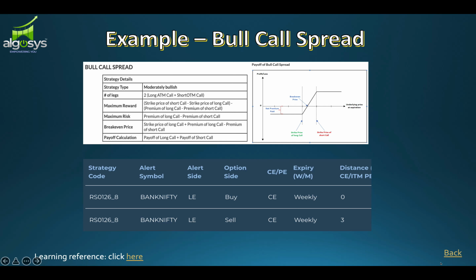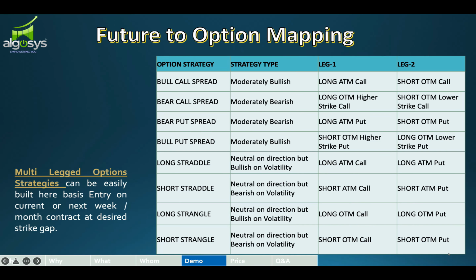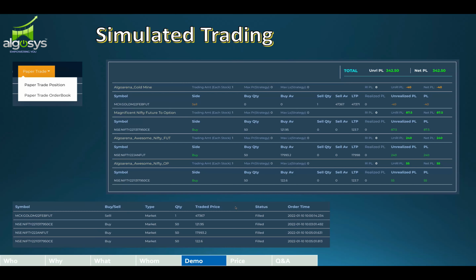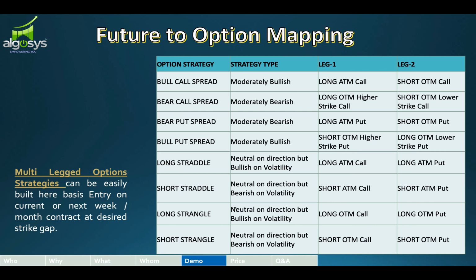Similarly, you can make various such strategies. These are just examples. There are many such strategies. You can browse through some website of your choice, or read some books if you are interested in options, and you will be able to find what kind of strategy is applicable for what kind of market. Accordingly you can decide what you want to do. Be a knowledgeable trader, don't go by what others say. So this is about the future to option mapping functionality.